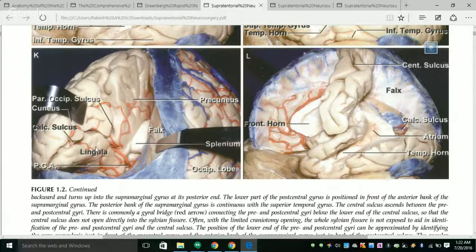We can perfectly see this on Professor Rhoton's slides here. Then in figure L, the parietal lobe above the level of the calcarine sulcus has been removed. The upper lip of the calcarine sulcus, which is formed by the cuneus, has been removed to expose the lingula that forms the lower bank of the calcarine sulcus.